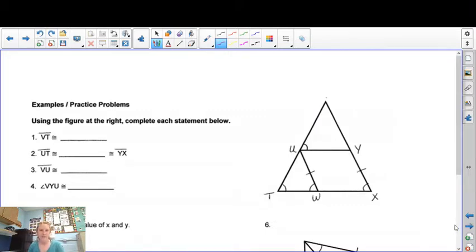All right, let's put some of this into practice. Woohoo! Using the figures to the right, complete each statement below. VT is congruent to what? Well, where is VT? I'm going to get the highlighter, and I wouldn't recommend doing a highlighter on your end unless you're going to get multiple different colors, because I'm going to erase my highlighter. So maybe different colors would work.